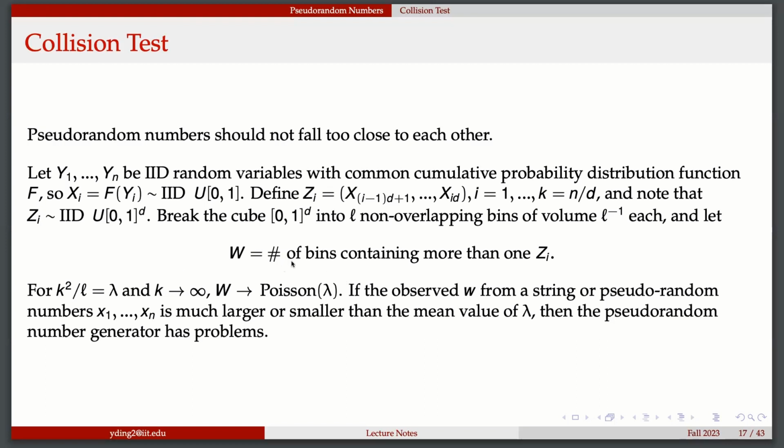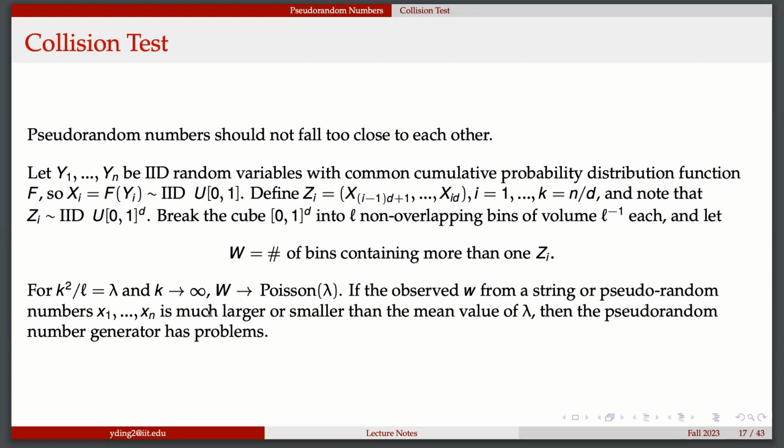If a bin contains more than 1 zi, this value depends on your lambda here. So if x1 to xn are much larger or smaller, and this W is much larger than this lambda here, then we will have some issue in that case.